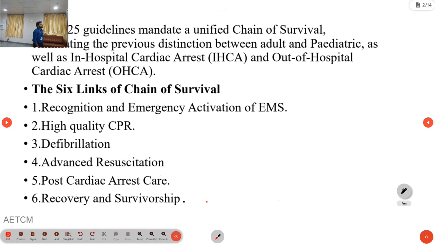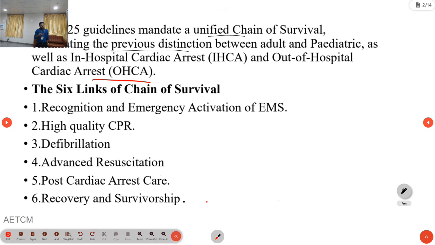The 2025 guidelines mandate a unified chain of survival, eliminating the previous distinction between adult and pediatrics, as well as in-hospital cardiac arrest and out-of-hospital cardiac arrest. That means in the previous guidelines, there was a separate chain of survival for adult patients, for pediatric patients, for out-of-hospital cardiac arrest victims and for in-hospital cardiac arrest victims.